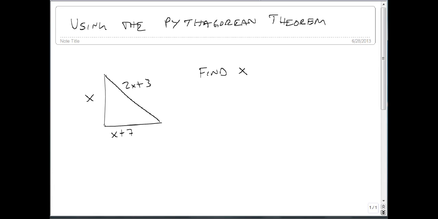We are now going to show you how to use the Pythagorean theorem. So suppose we have the following right triangle with one side of x plus 7, and one side of 2x plus 3. And we're told to find the value of x.